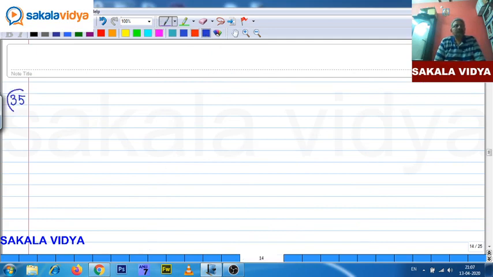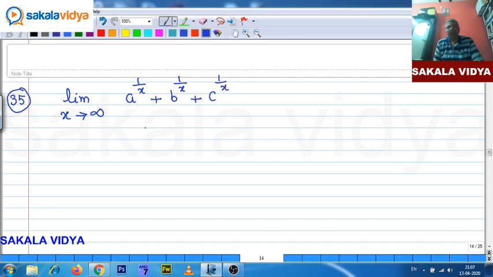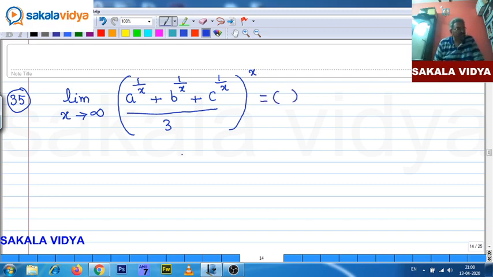Thirty-fifth question. Limit x approaches infinity, of (a power 1 by x plus b power 1 by x plus c power 1 by x) upon 3, whole to the power of x equals to. This question is very important.